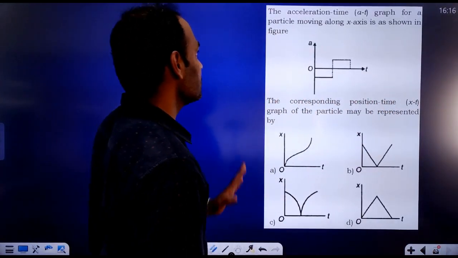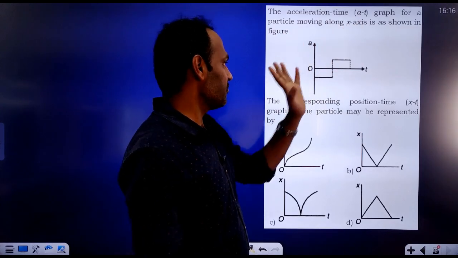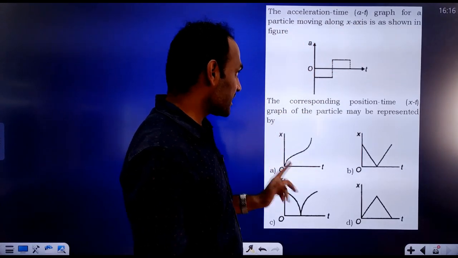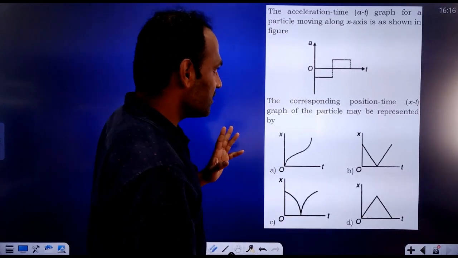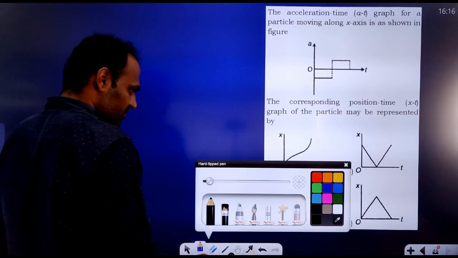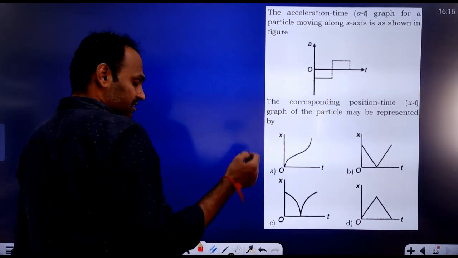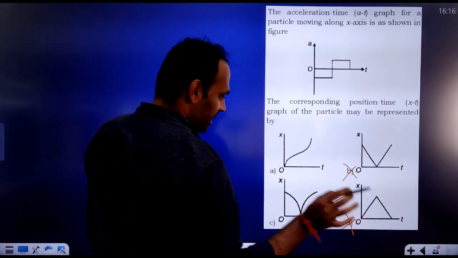So this is the last question. The acceleration-time graph for a particle moving along the x-axis is shown in the figure. The a-t graph is given and we have to find the x-t graph. If there is accelerated motion, the x-t graph will never be a straight line. I have told you this. So options B and D will be eliminated.